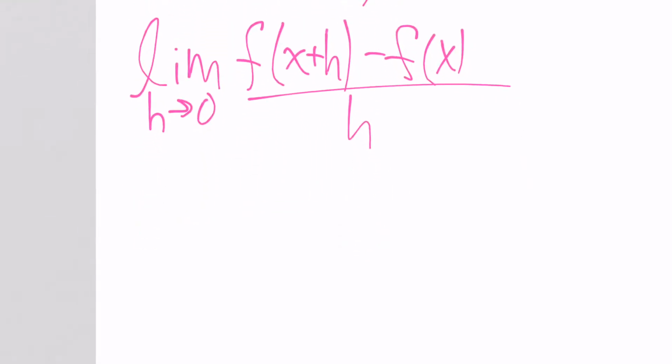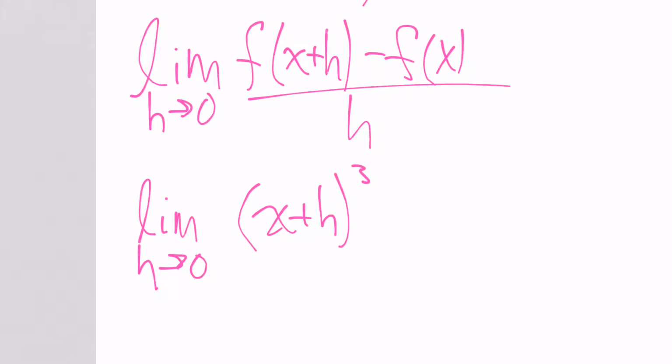Well, if we substitute in with our function, we're looking at the limit as h approaches 0 of f of x plus h. Well, f of x is x cubed, so f of x plus h is x plus h cubed minus f of x all over h. So we need to expand x plus h cubed, and to do so we were using what we did in class with Pascal's triangle and the binomial theorem. So let's recall that real quick.